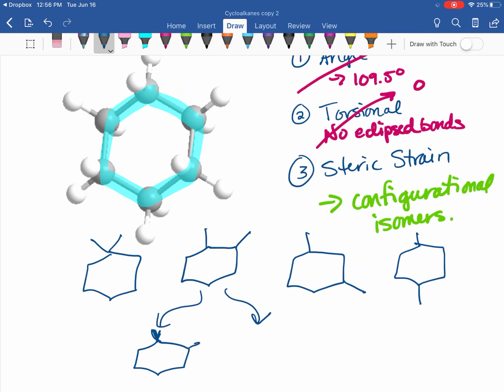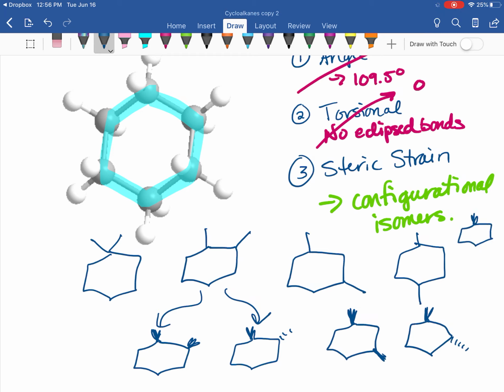So that's what we did in our last video. We can have a cis and a trans. Okay, same thing here. We can have a cis and a trans. Oh, that's a bad drawing, huh? And then same thing for this final one. We can have a cis and a trans. So you can practice with your symmetry on that and your configurational isomers.